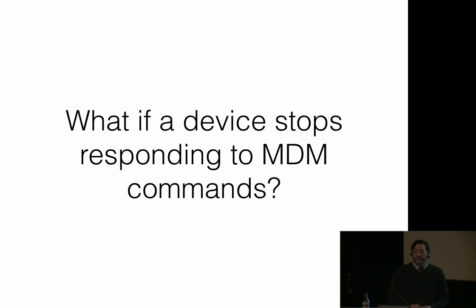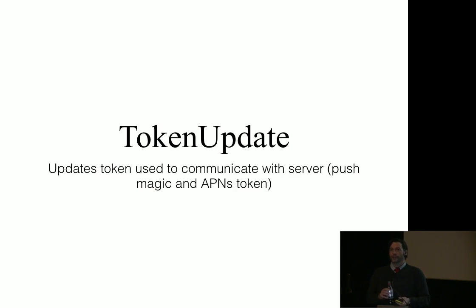So what if a device enrolls but then stops checking in to the server? We also have this token update command that's part of the check-in protocol, and this just says, if we see on the feedback service that the token is out of date, we can basically tell the device to send us a new token, and then it can check back in. Because if we can't have APNs, then nothing else works. It's all kind of a house of cards built on top of APNs.